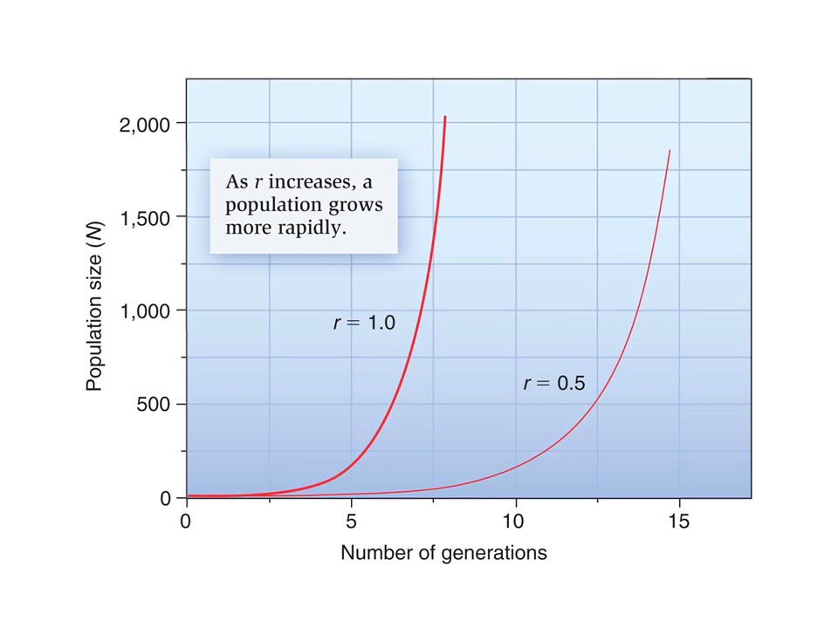So in just 5 generations, it can grow from almost 0 to 2,000. While if you look at something that has R as 0.5, the number of generations it takes to get to the same amount is longer.